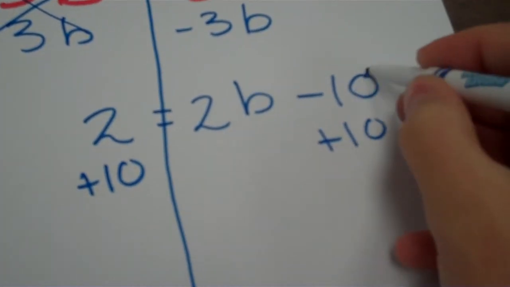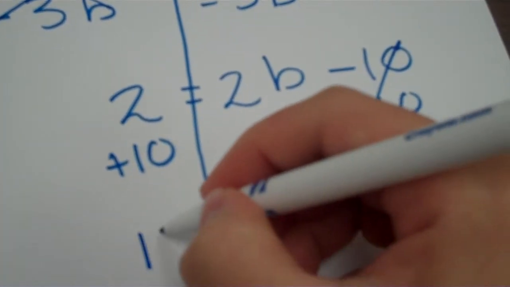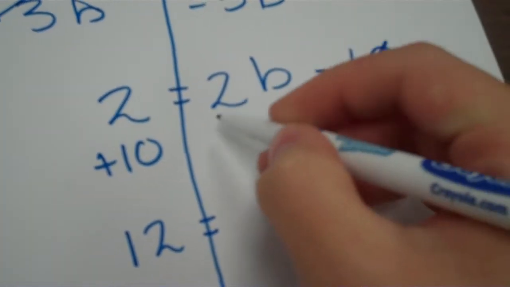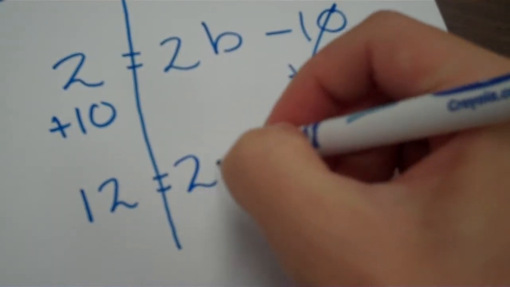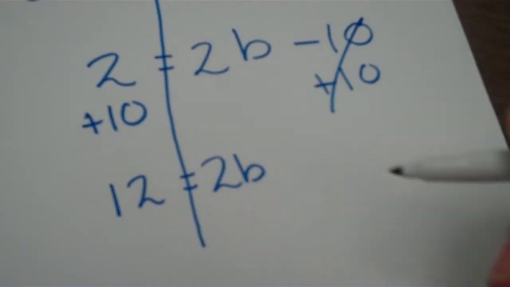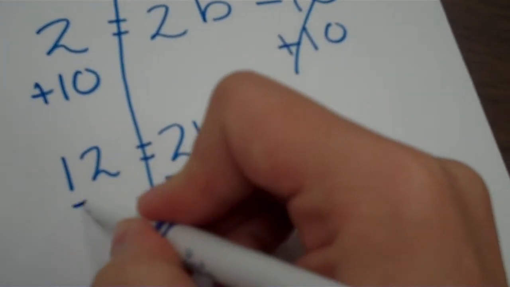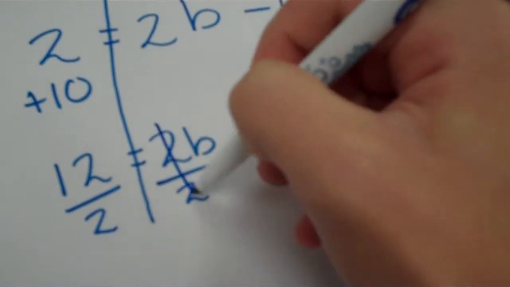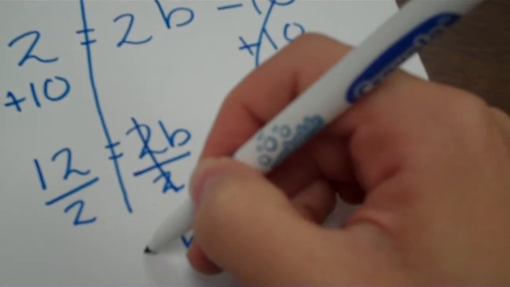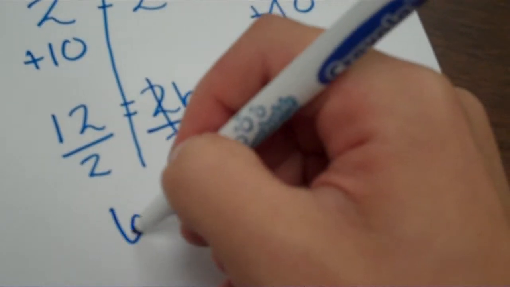Okay, that goes away. 2 plus 10 in your head or the calculator is 12. And then the 2b comes down. Good. Your b, I need to get rid of the 2. So the opposite of multiplying by 2 is dividing by 2. So yet again, all this should be very familiar. It's just the first step that's different. 12 divided by 2 is 6.